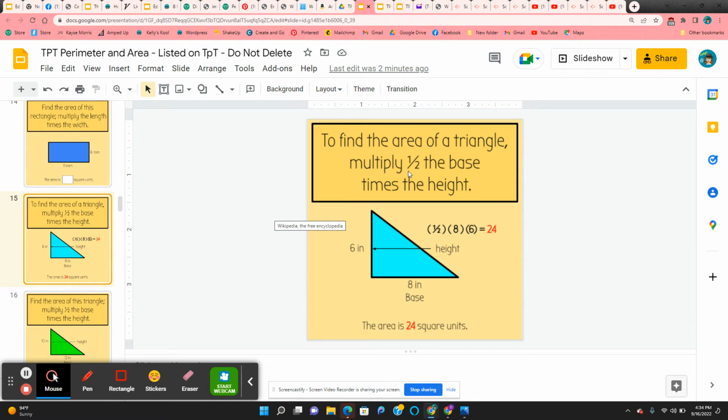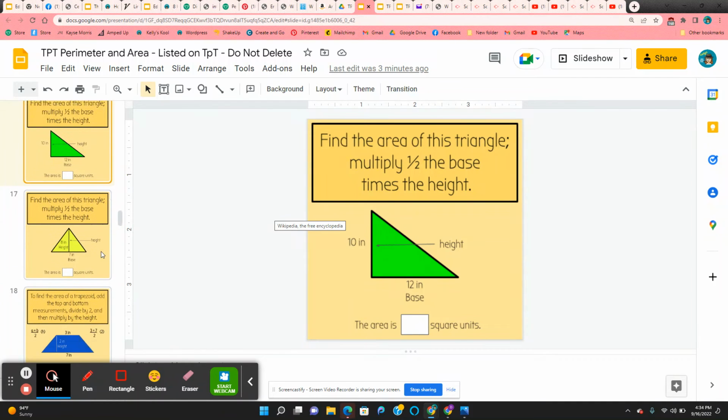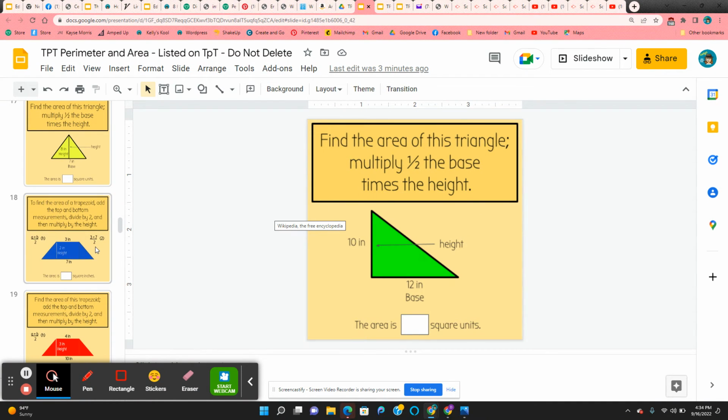And now they're going to take the area of a triangle. So the formula is 1/2 the base times the height. So this is the height. The arrow points to this side of 6 inches is the height. This is the base. So 1/2 the base would be 4 times 6. So it would be 24 square units. And then they're given a couple where they have to find the area of the triangle.